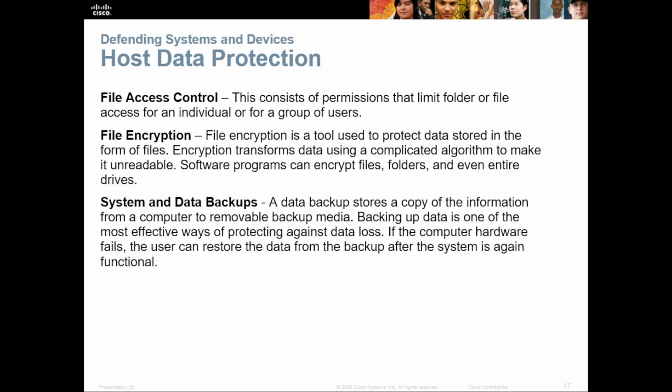Then file encryption. File encryption is a tool used to protect data stored in the form of files. There's also system and data backups. A data backup stores a copy of information from a computer to removable backup media. Backing up data is one of the most effective ways of protecting against data loss. You can also back up to remote storage locations like the cloud.